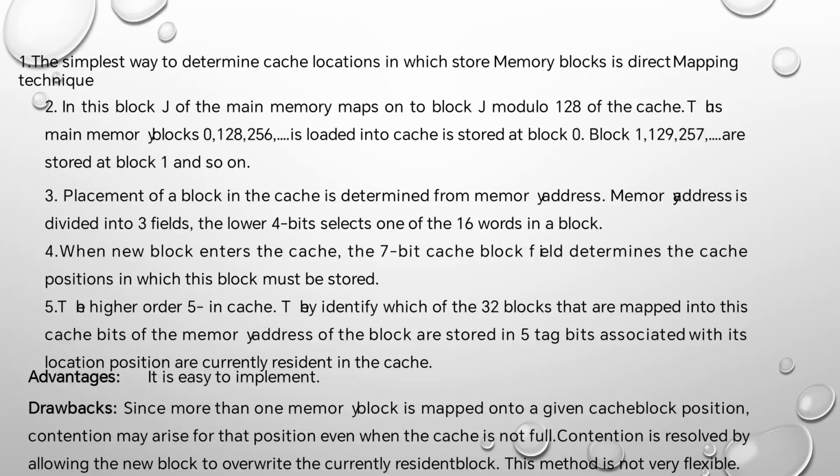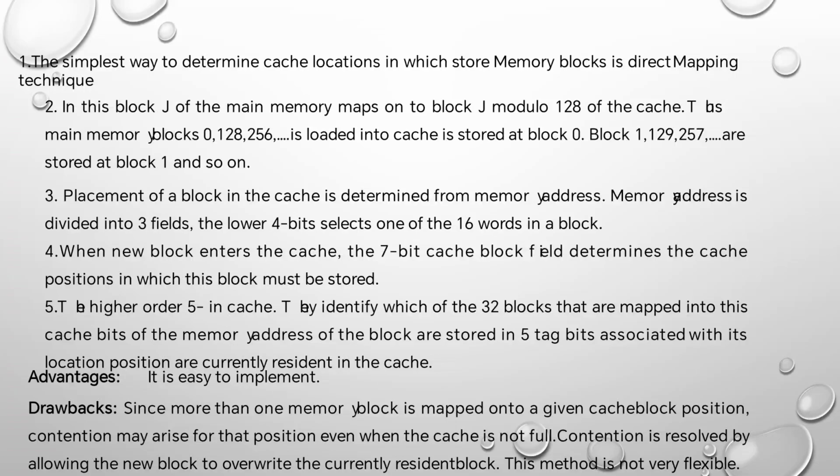Placement of a block in the cache is determined from the memory address. The memory address is divided into 3 fields. The lower 4 bits select one of the 16 words in a block. When a new block enters the cache, the 7-bit cache block field determines the cache position in which this block must be stored.